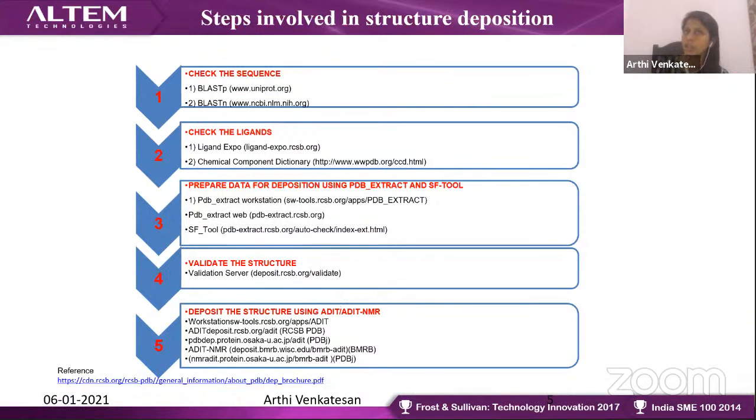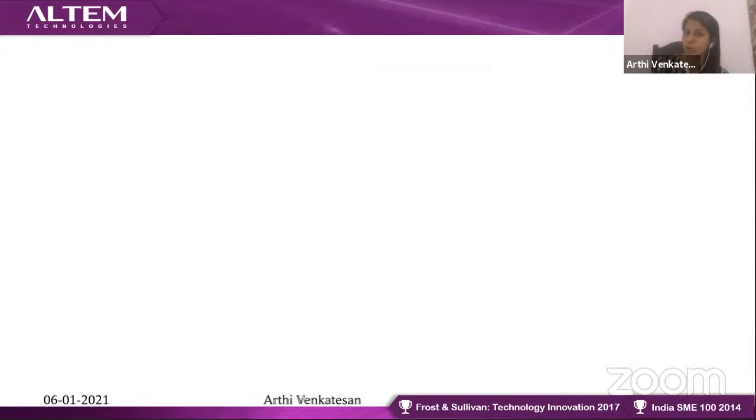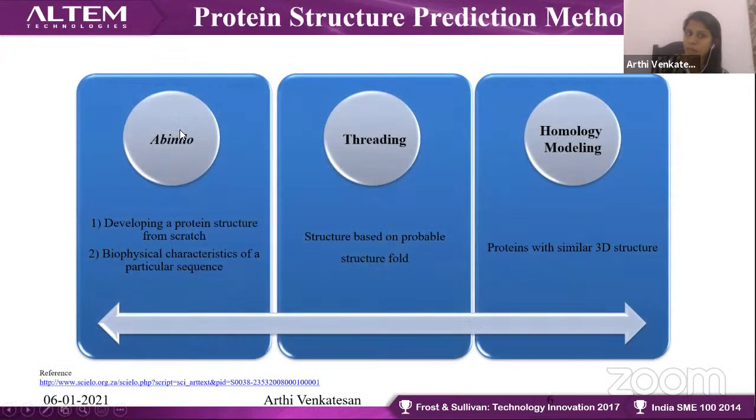What in case the structure is not available? There are three computational methods available to rectify this problem. Say for example, there is the ab initio method. If you search the protein sequence against BLAST and do not get any similar sequence, then we have to go for the ab initio method. This is for starting from scratch. You don't know anything about the structure, you don't have any similar structure, and you will be going for the ab initio method.